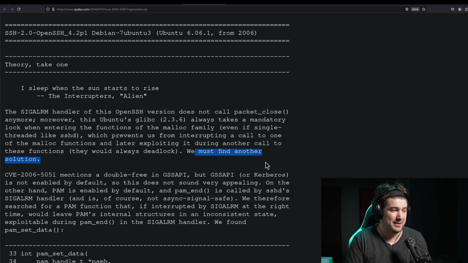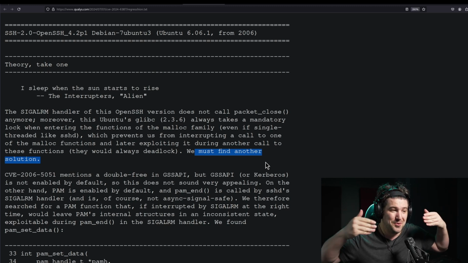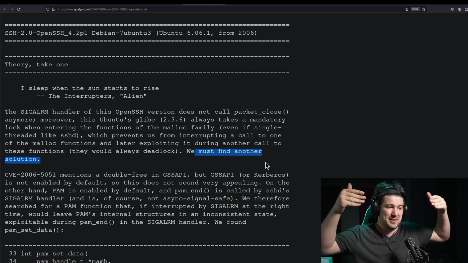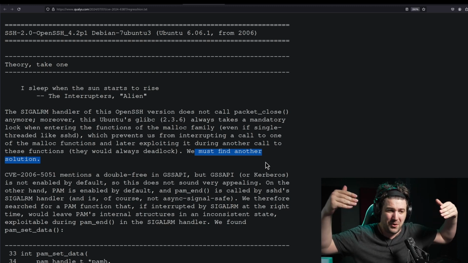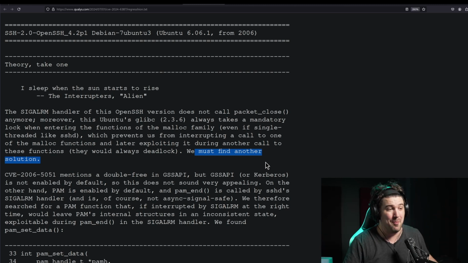We must find another solution. So this is really cool. We're stepping through the history of glibc, the different things put in place, and the different ways that they're getting around those things. Amazing. 2006 mentions a double free in GSS API, but GSS API, or Kerberos, is not enabled by default, so this does not sound very appealing.